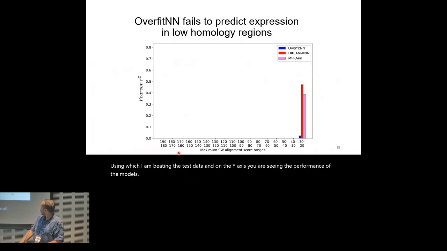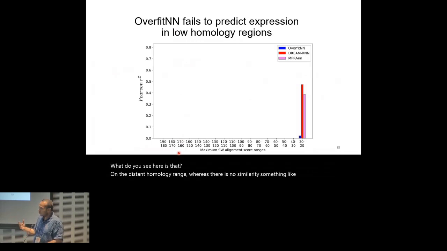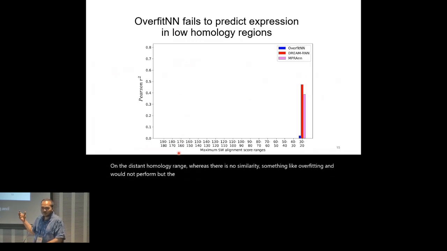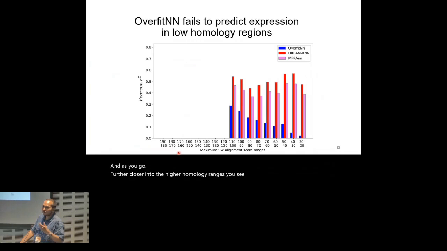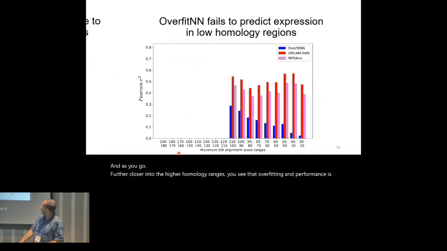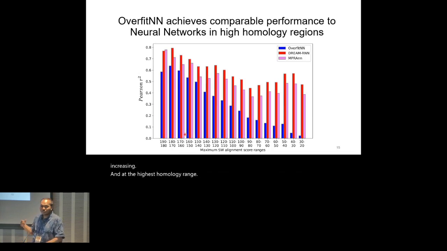So what you see here is that in the distant homology range, where there's no similarity, something like the overfit NN wouldn't perform, but the neural networks do perform. So yes, the models are learning something predictive from the sequence content. And as you go closer into the higher homology ranges, you see that the overfit NN performance is increasing. And at the highest homology range, sequence content alone can be used to predict expression, showing that these are not that hard to predict sequences.